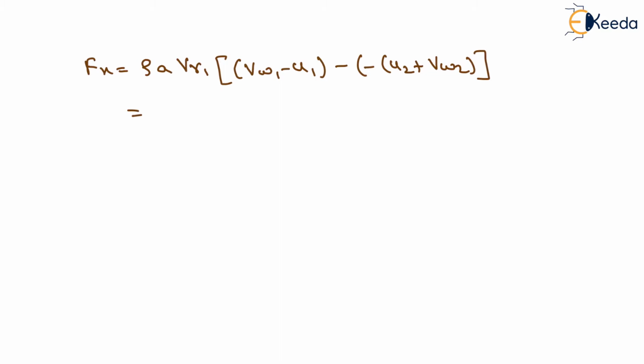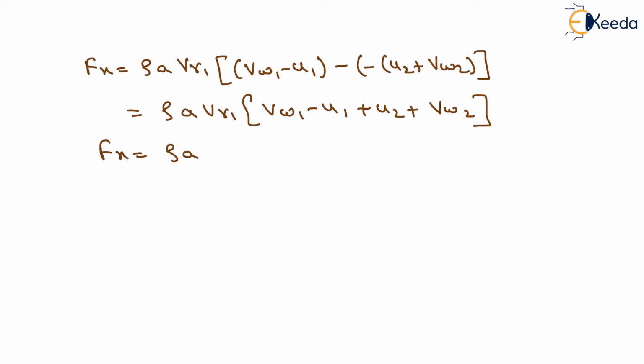Now after solving this, we will have Fx equals rho into A into Vr1 in bracket Vw1 plus Vw2, as u1 is equal to u2, so both will cancel each other. Now this is equation third. Equation third is true only when angle beta, which is shown in the diagram, is an acute angle.